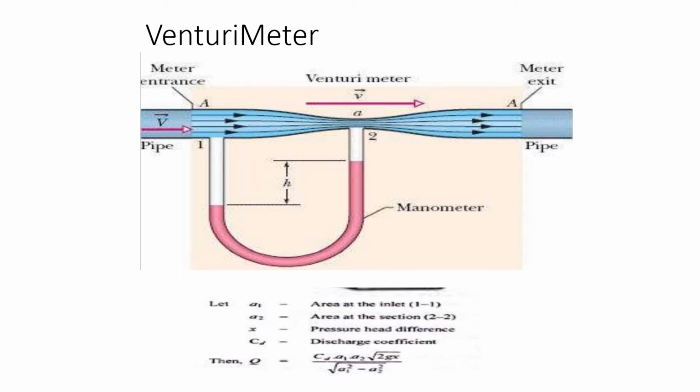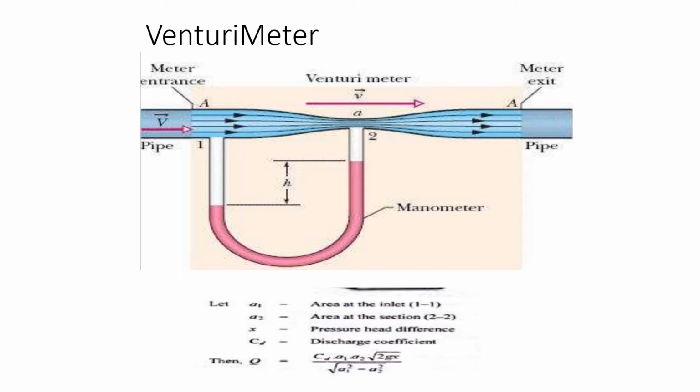So in the converging part pressure drops, whereas in the diverging part pressure increases. The drop in pressure in the converging portion is compensated by providing the diverging portion. That point we have to understand. That is the basic working principle of the venturimeter.